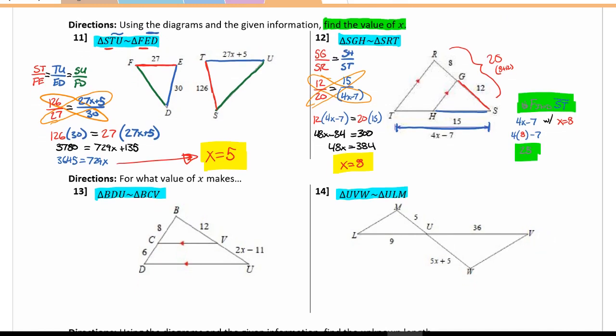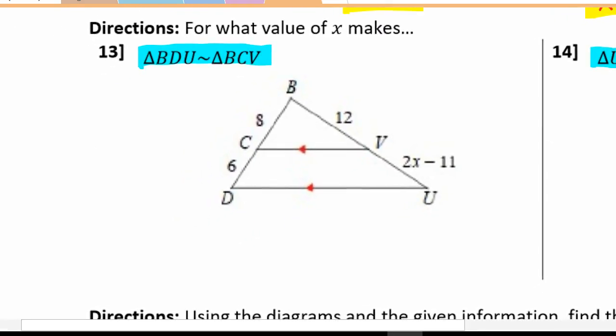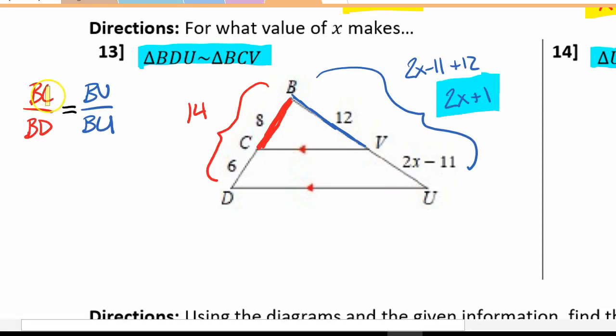However, we are coming from a fact that we don't know that they're similar, but we're hoping they're going to be. But in terms of solving the process, we are still going to set up a proportion between the sides using our similarity statement that we want to be true. So question number 13. We're going to go ahead and set up a proportion between the proportional sides, BC, BD, and BV and BU. BC over BD is equal to BV over BU.